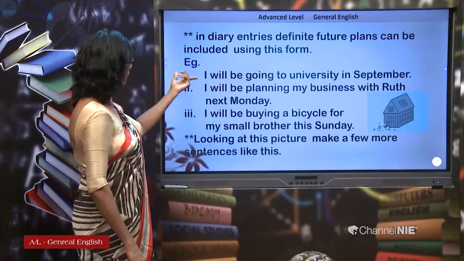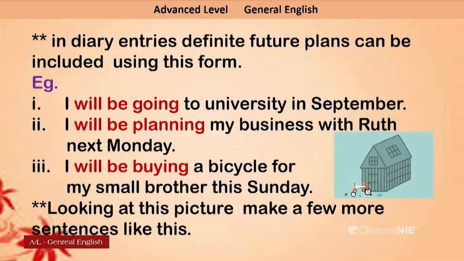Okay, let's read the examples. I will be going to university in September. That is going to happen without any failure, right? Without any disturbance, without any kind of failure, you are going to do that. I will be going to university in September. Next one, I'll be planning my business with Ruth next Monday. Here the specific time is next Monday, and in the first one, September. So, these things are very fixed ones and definite future plans.